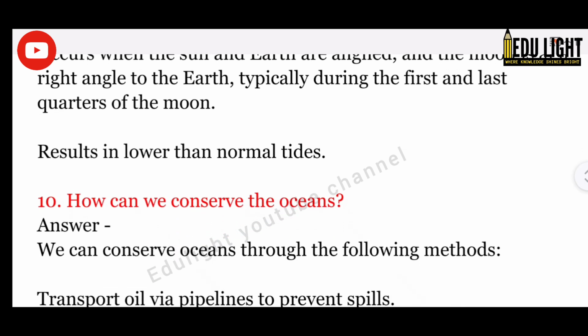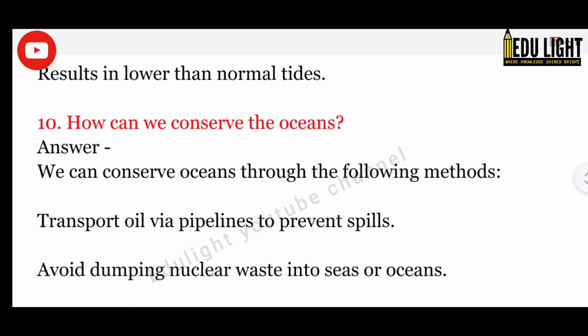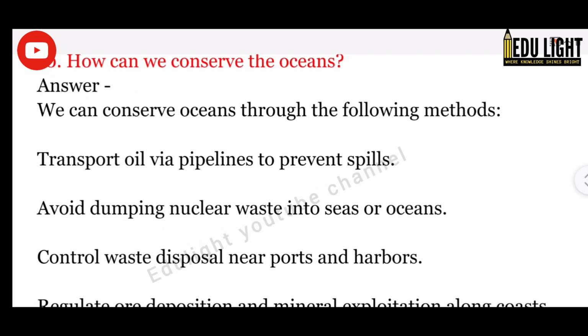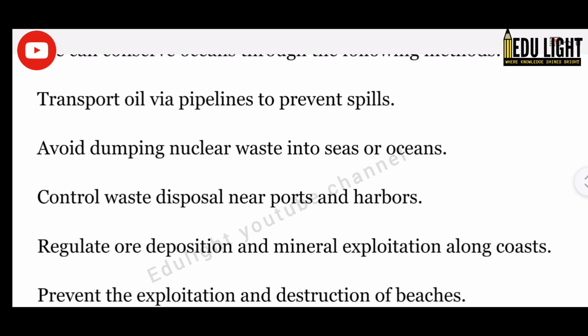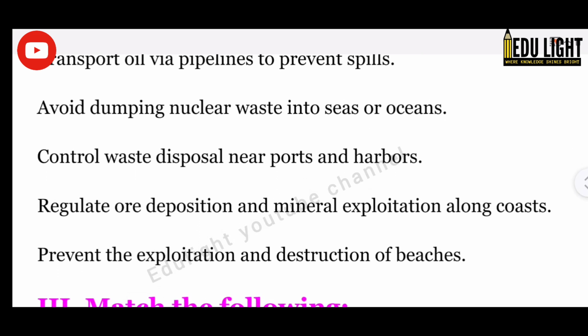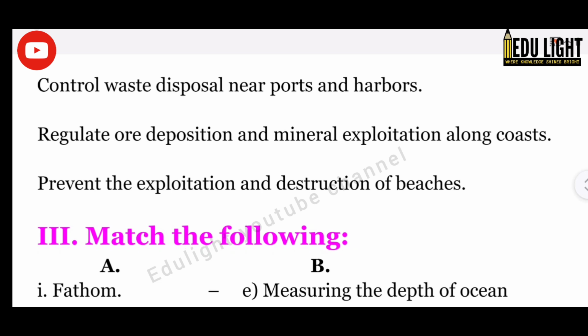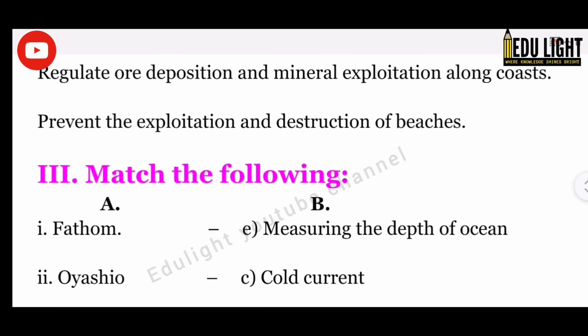10. How can we conserve the oceans? Answer. We can conserve oceans through the following methods. Transport oil via pipelines to prevent spills. Avoid dumping nuclear waste into seas or oceans. Control waste disposal near ports and harbors. Regulate ore deposition and mineral exploitation along coasts. Prevent the exploitation and destruction of beaches.